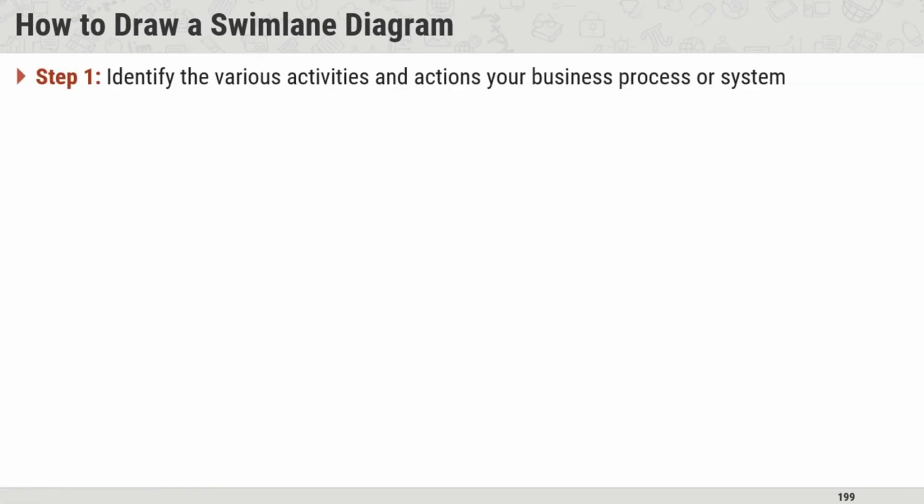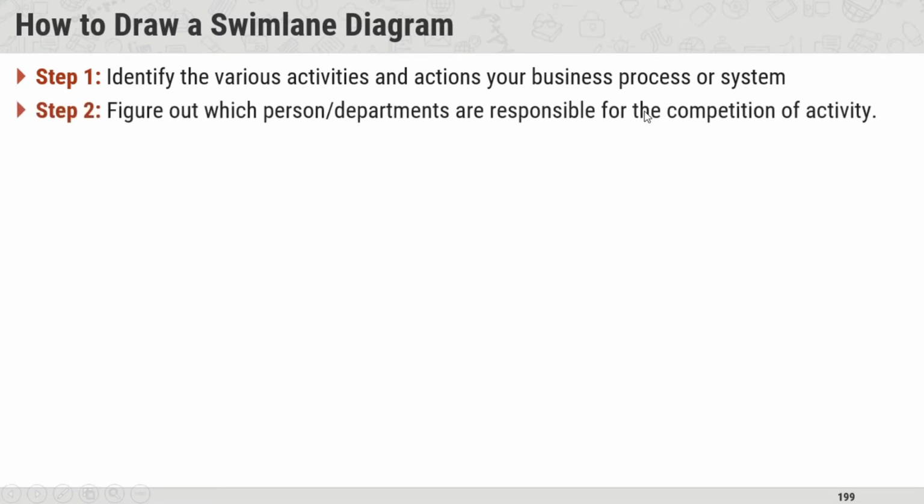To draw a swim lane diagram, we should follow the steps. The first step is to identify the various activities and actions your business process or system will follow. Obviously, whatever you did for the activity diagram, you just need to figure out all of these things.